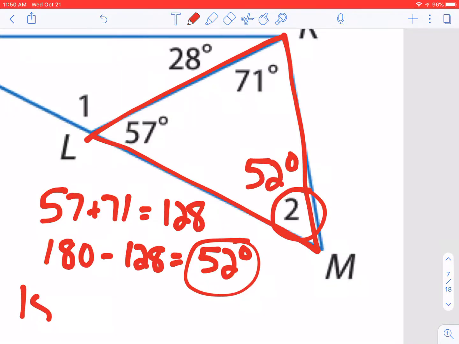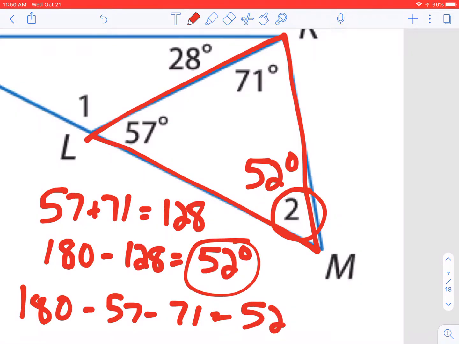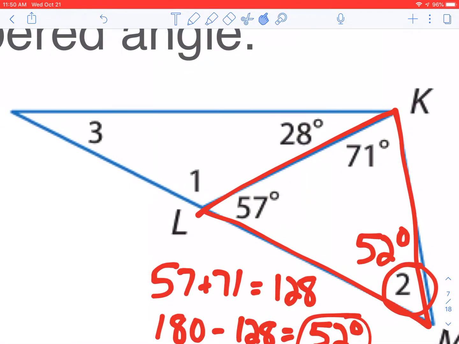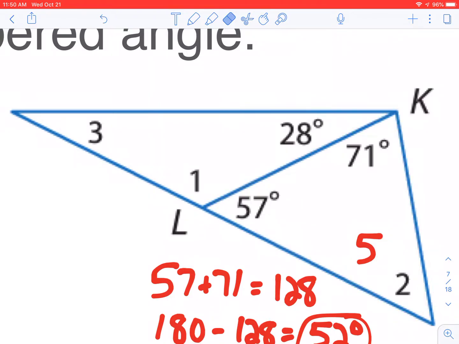Another way to do it in your calculator is just go 180 minus 57 minus 71, and you'll get the same answer. Okay, so that's how we find angle 2. All right, the tricky part here is finding angle 1. So I'm going to erase that. I still want to know that's 52.